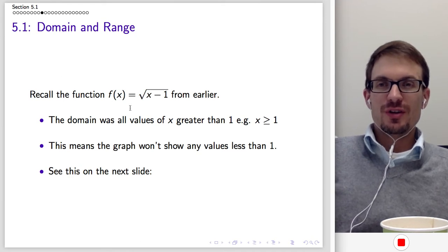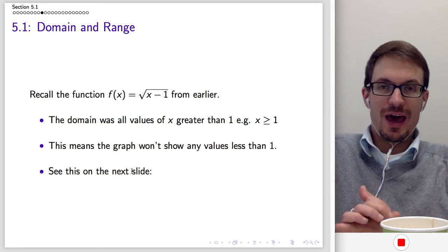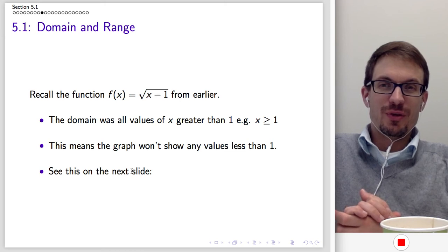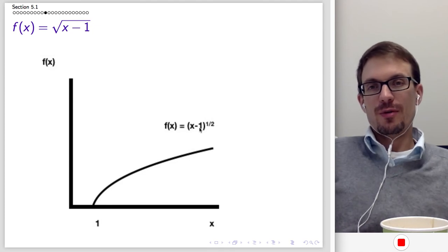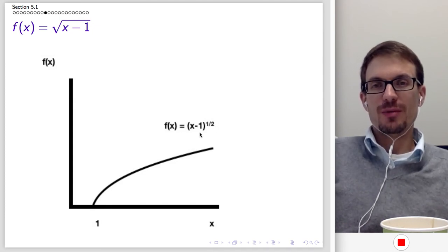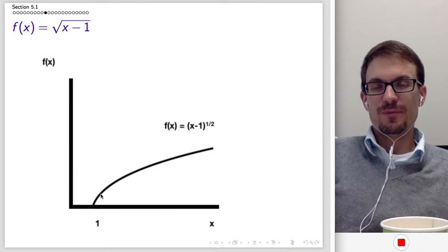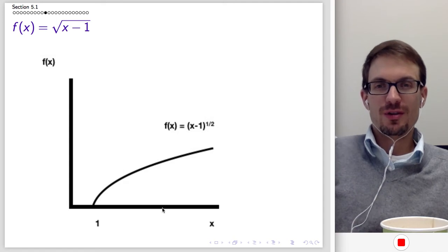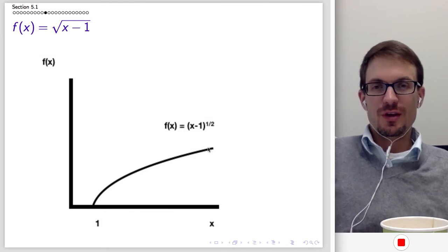So let's think about this function. f of x is equal to the square root of x minus 1 from before. We said the domain was all values of x bigger than 1. What this means is that if we visualize the graph, it isn't going to have any values of x less than 1. And what about the range? Well, it looks something like this. Remember, the square root of the quantity x minus 1 can be written as that quantity to the 1/2 power. The domain is not going to include any values of x smaller than 1. It's going to begin at 1 and emanate outward. So the range is going to be all positive reals, because this is an increasing function.